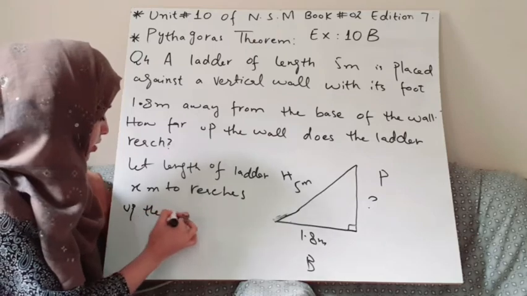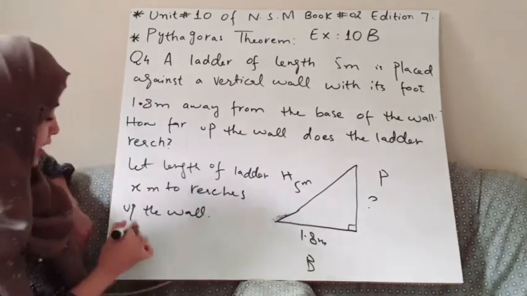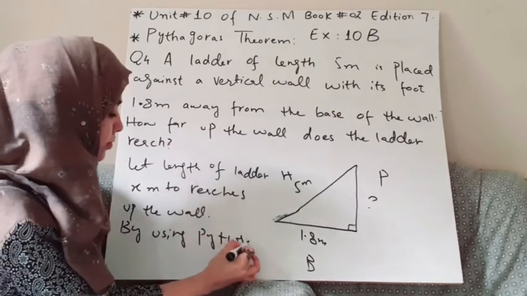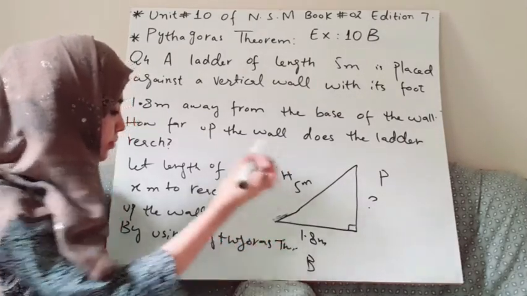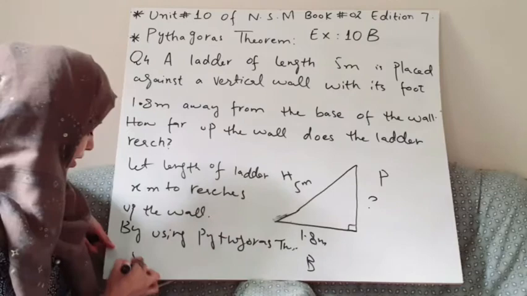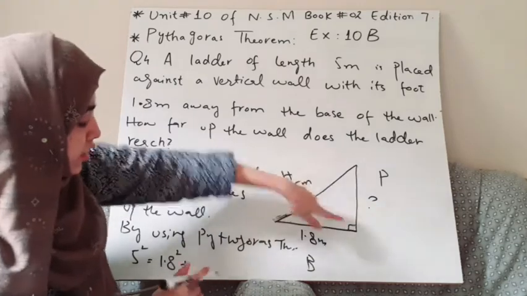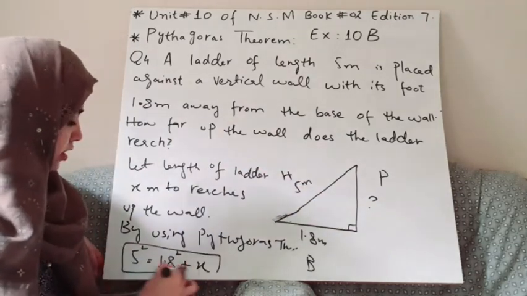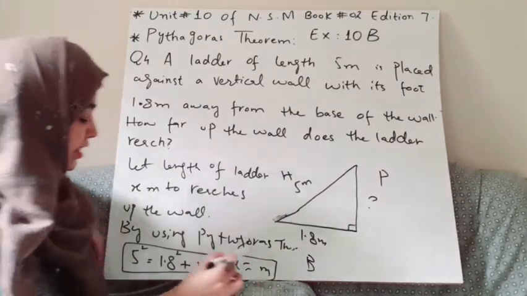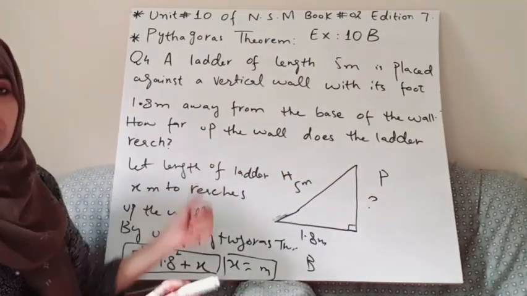So we have assumed that the length is x meter, and then by using Pythagoras theorem, which says hypotenuse square, in this case which is 5, the side opposite to the right angle, 5 square equals 1.8 square plus the unknown, which is x. After solving it, you will have x, and that is the length they asked: how far up the wall does the ladder reach? Hope you can solve from here.